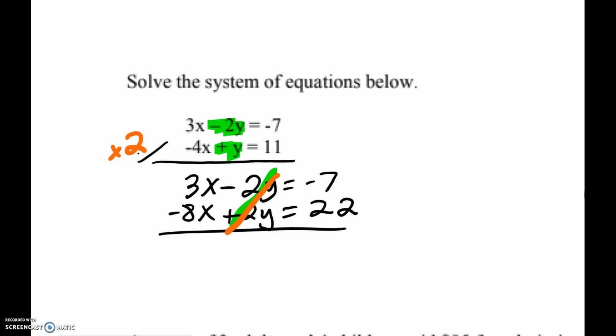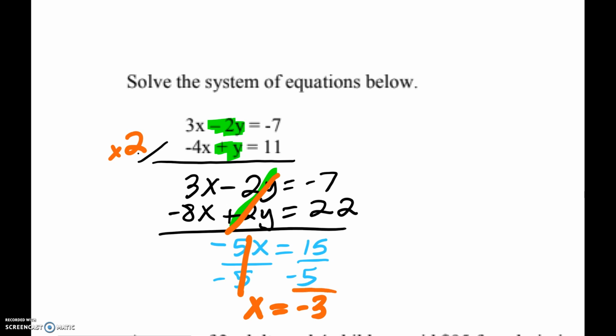So negative 8x plus 3x is negative 5x, and negative 7 plus 22 is 15. If you divide both sides by negative 5, remember, negative divided by negative is going to be positive. This is x here. 15 divided by negative 5 is negative 3. All right, so you know what x is.